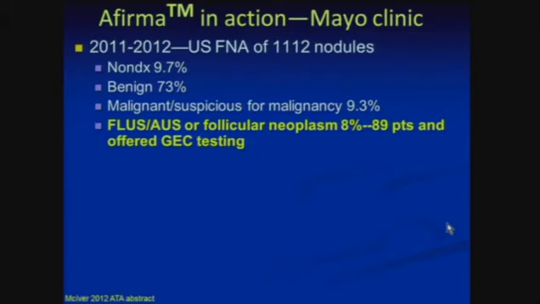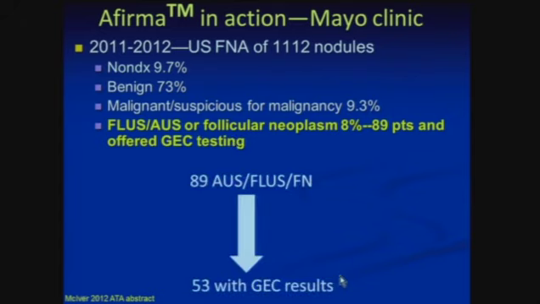Now, just like with any new test, when it's released from its experimental phase into widespread use, you may get different results. And these were results from the Mayo Clinic in their experience using the test outside of the testing phase. They were a test site, but in practical application. And these were the results of a little over 1,000 patients. You can see that they had about 8% of their population, or 89 patients, who had the FLUS times 2 or follicular neoplasm, and the patients were offered genetic testing.